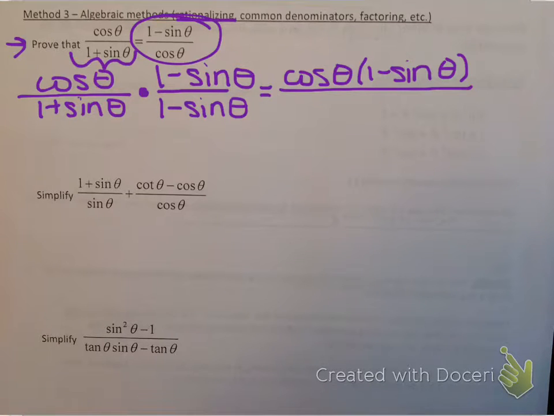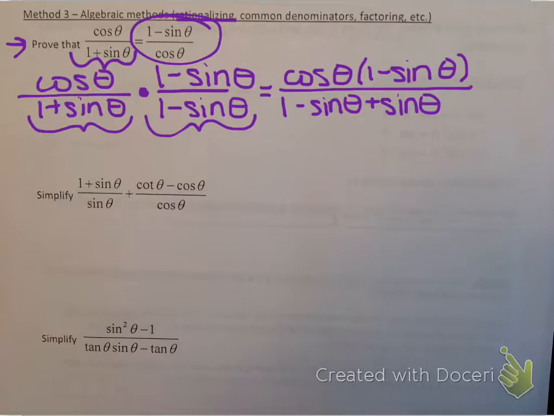But I am going to FOIL out my denominators, and because these are conjugates, watch what happens. First terms give me 1. Outer terms give me minus sine of theta. Inner terms give me plus sine of theta. And the last terms give me minus sine squared of theta. So the outer and inner terms cancel. It's one of the perks of using conjugates.